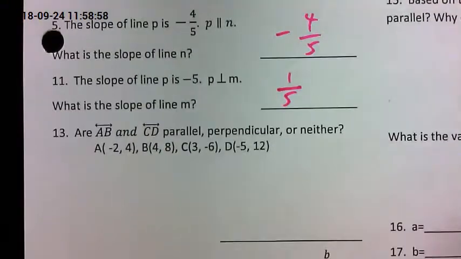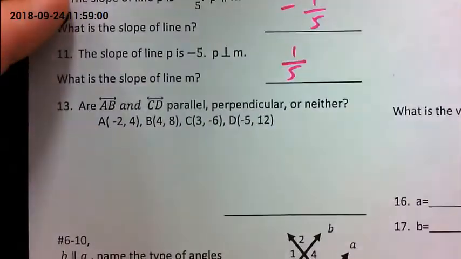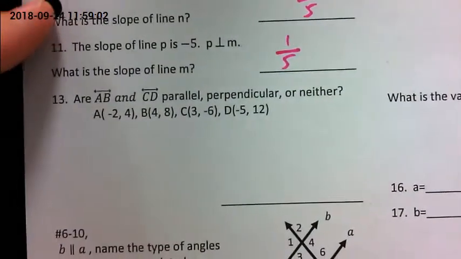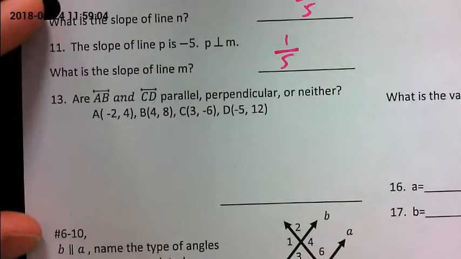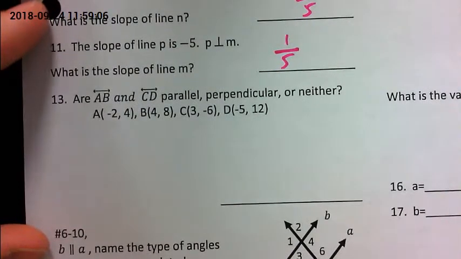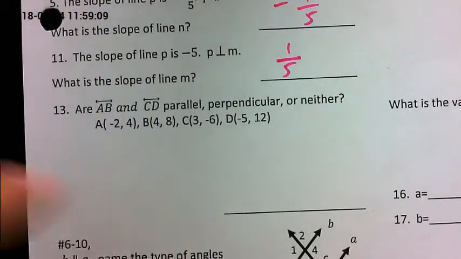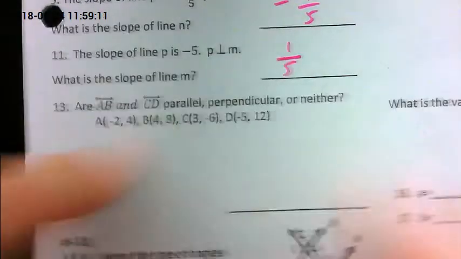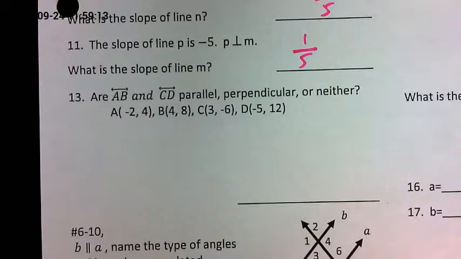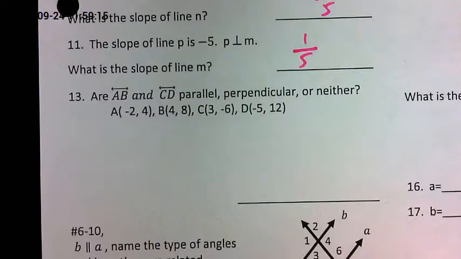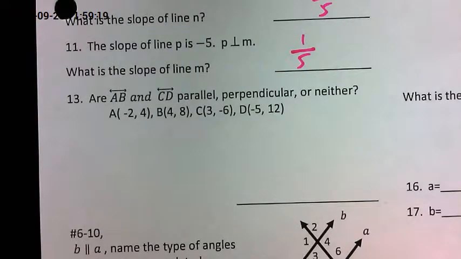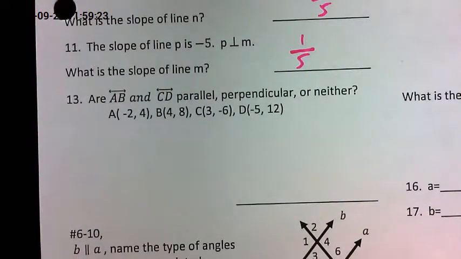Number 13, are these parallel, perpendicular, or neither? How do you figure that out? Well, to identify parallel, perpendicular, or neither, we're going to have to find the slope. If you have the same slope, they'd be parallel. If they are opposite reciprocals, they'd be perpendicular. And if they're neither of those things, neither.